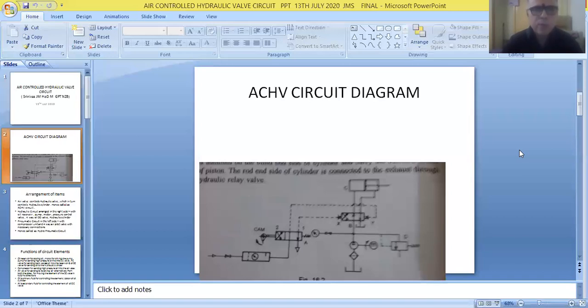So the air valve is controlling the hydraulic valve, and ultimately the hydraulic valve is controlling the hydraulic cylinder. Therefore, it is called an air-controlled hydraulic valve circuit. That means air is controlling the hydraulic valve used for operating the hydraulic cylinder. Simply, it can also be called an air-controlled hydraulic circuit.